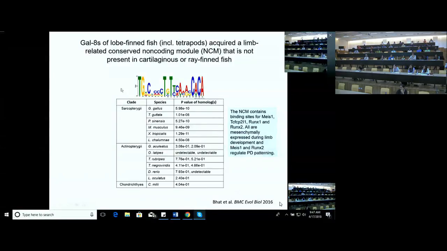So this putative control element in front of galectin-8 is a novelty of organisms like us that have true limbs. The galectin-8 in the fins or anywhere in cartilaginous fish or in ray-finned fish does not have this putative regulatory region. So now the galectin-8 is brought under control just in organisms that have true limbs.